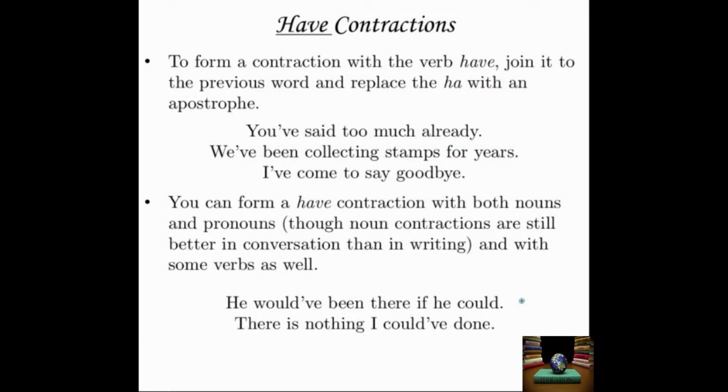Next, we have "have" contractions. Now, to form a contraction with the verb have, again, you join it to the previous word, and this time you replace the HA with an apostrophe. That's how we get you've said too much already, we've been collecting stamps for years, and I've come to say goodbye. Once again, you can form a have contraction with both nouns and pronouns, although noun contractions are still better in conversation than in writing, and with some verbs as well.